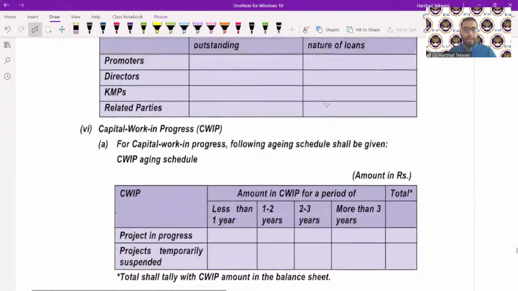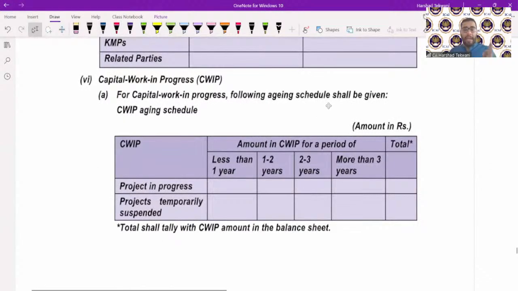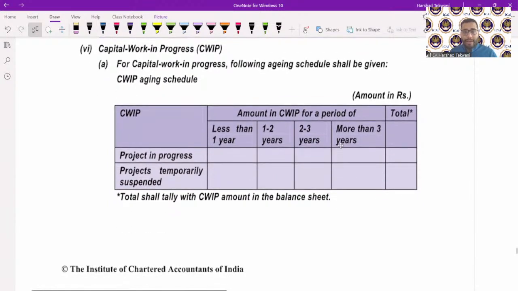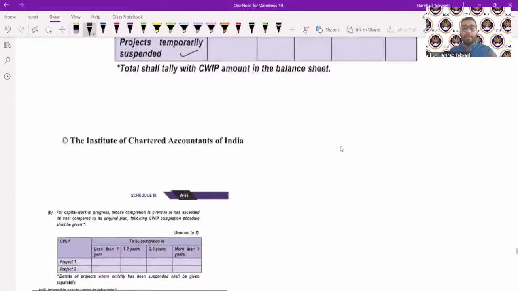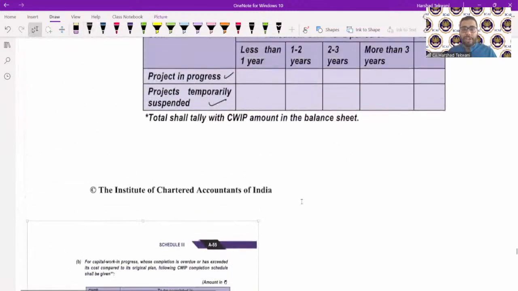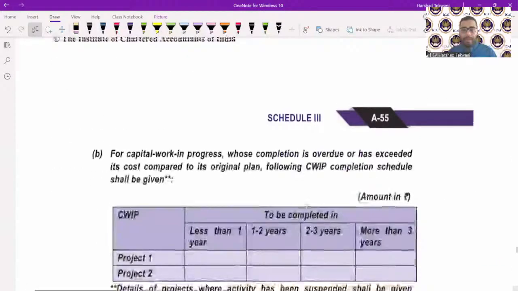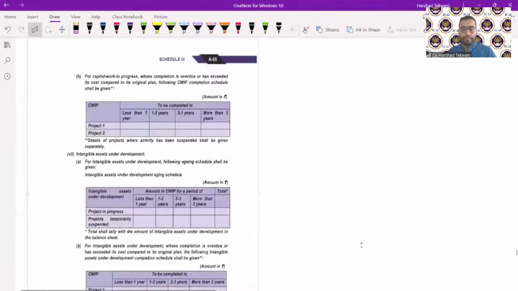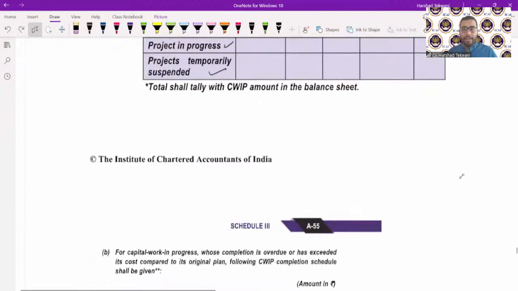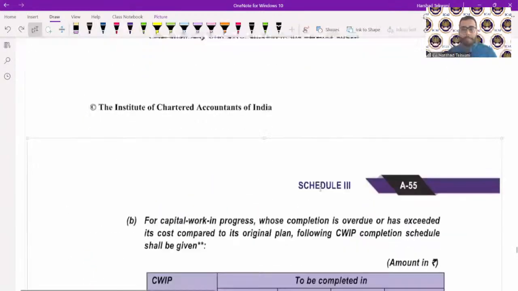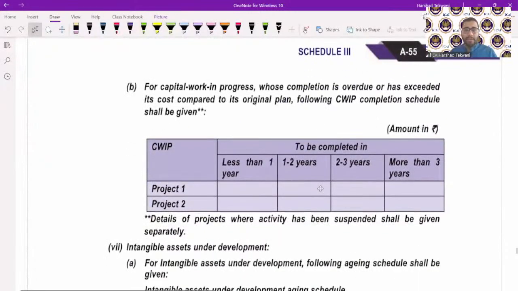Okay. Then capital work in progress, aging of capital work in progress. Remember, we also discussed in the last lecture why it is necessary to provide aging of capital work in progress. Project in progress, project temporarily suspended on the balance sheet date, plus aging for the completion, we are required to provide. Completion aging, that is, how much more time it will take to complete the rest of the project.